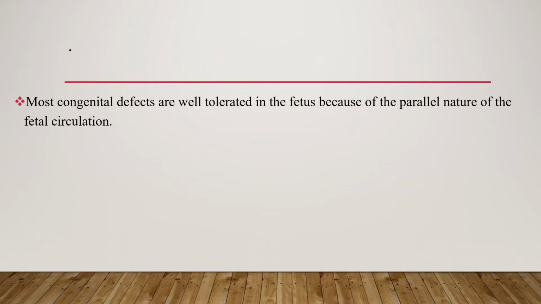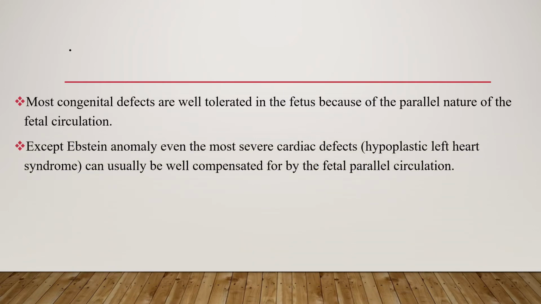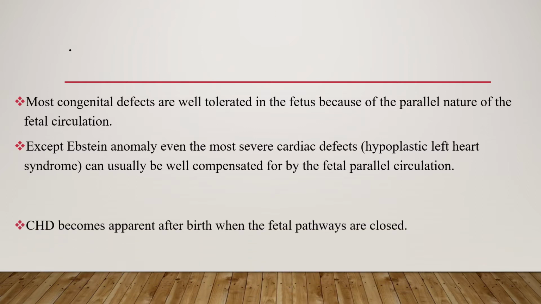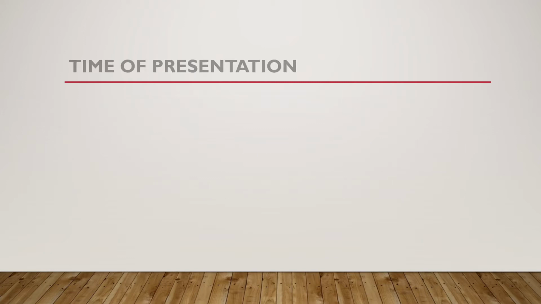Most congenital defects are well tolerated in the fetus because of the parallel nature of the fetal circulation, except Ebstein anomaly. Even the most severe cardiac defects, for example, hypoplastic left heart syndrome, can usually be well compensated for by the fetal parallel circulation. And the congenital heart disease becomes apparent after birth when the fetal pathway is closed.